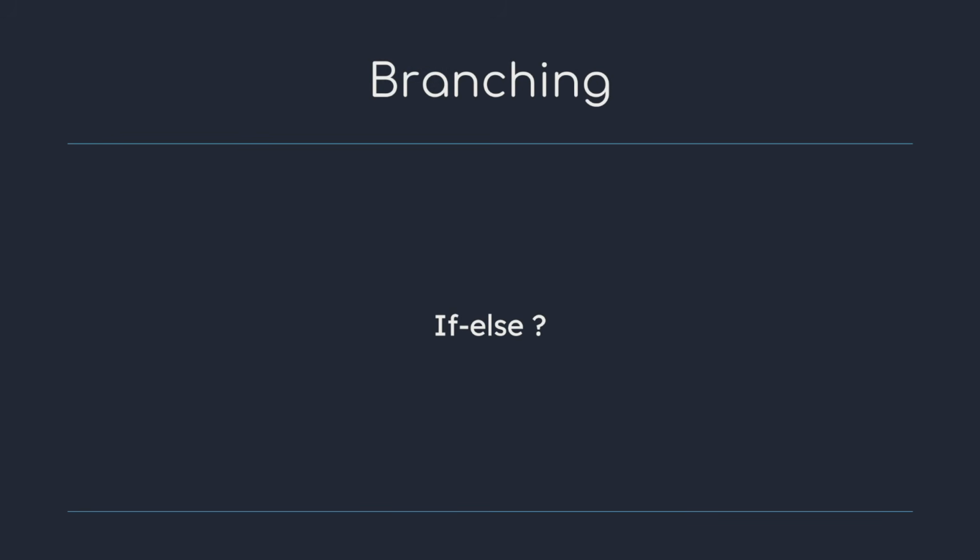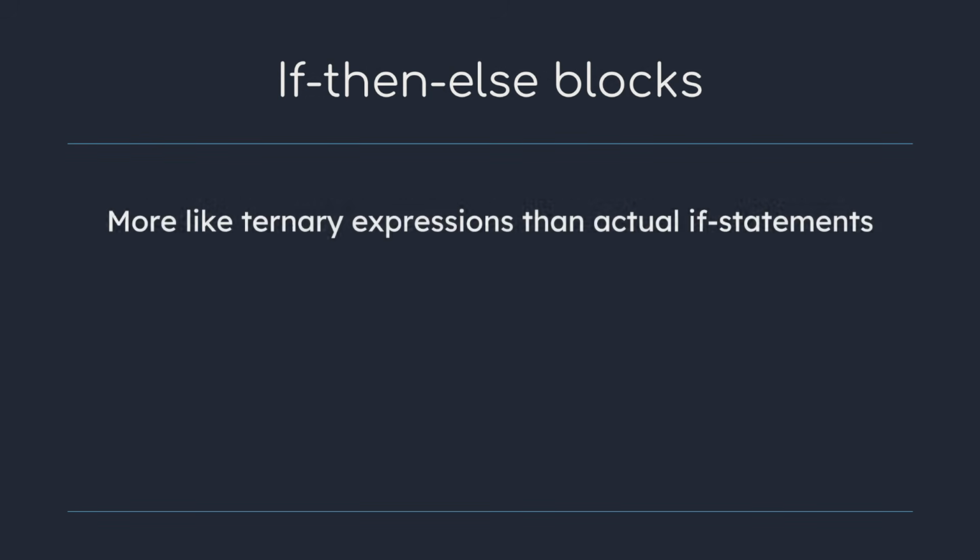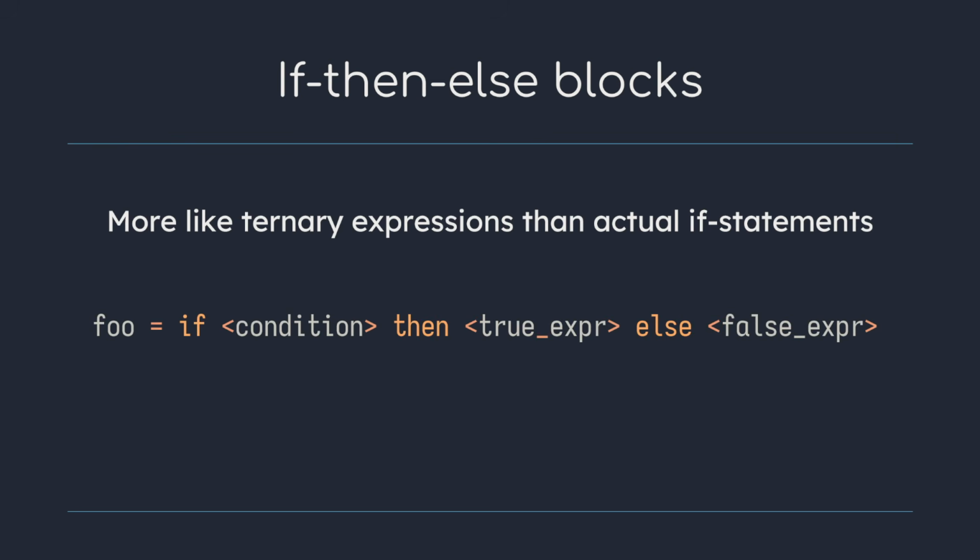So, what if I want to create a branch in my code? Where are my if-else statements? Haskell has 3 main methods for branching your code. The first one is if-then-else blocks. An if-then-else block is more like a ternary expression than an actual if statement. It takes a condition and evaluates through the first expression when it is true and the second expression when it is false.